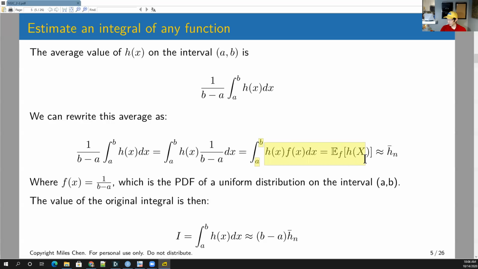So we often see this kind of relationship here. The integral of h of x times f of x dx is expressed as the expectation of h of x, where x is a random variable coming from f. Okay, and if we know this, then we can get back the original value of the integral. Because this thing is approximately equal to our Monte Carlo estimate, the integral here is just going to be b minus a times our Monte Carlo estimate, h bar.